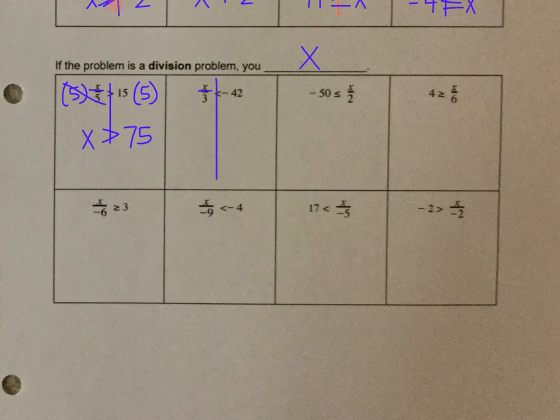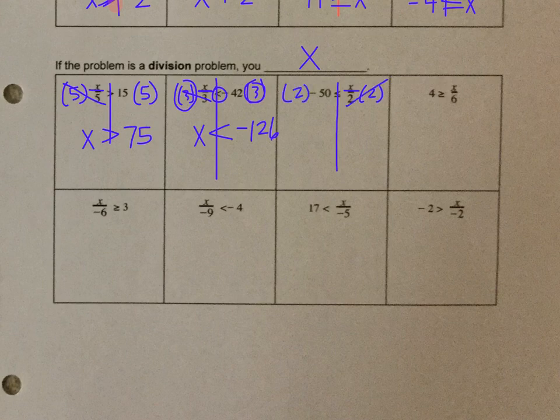The next one, that line means division, which means I multiply. 3's mark out. I'm left with an x on this side. Negative 42 times 3 is a negative 126. This number was positive, so I just copy that sign right down. This one got my division bar, so I've got to multiply by positive 2, multiply by positive 2, end up with negative 100, x on this side, and since I moved a positive, I keep the sign the same way.